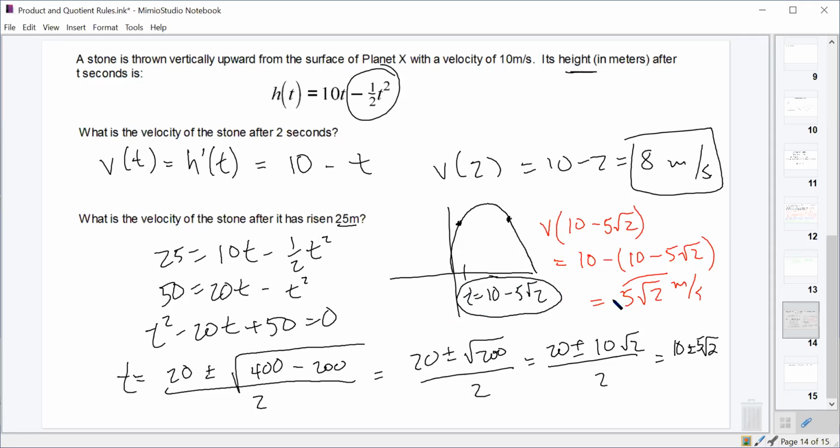5√2. 5√2 meters per second. And if we'd done it the other way, we would have got negative 5√2 meters per second. So the 5√2 is indicating that it's still traveling up, and the negative 5√2 would be indicating that it's traveling down. A positive velocity means up, and a negative velocity means down. If we're going in the x direction, a positive velocity means right, and a negative velocity means left. Everybody good? All right.